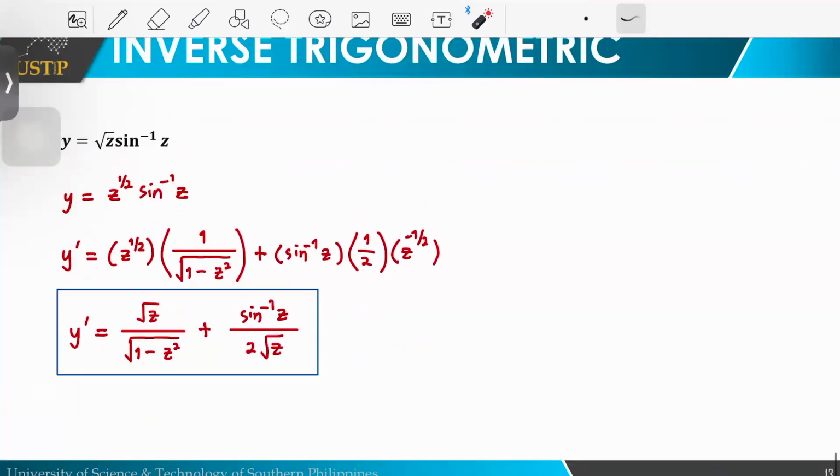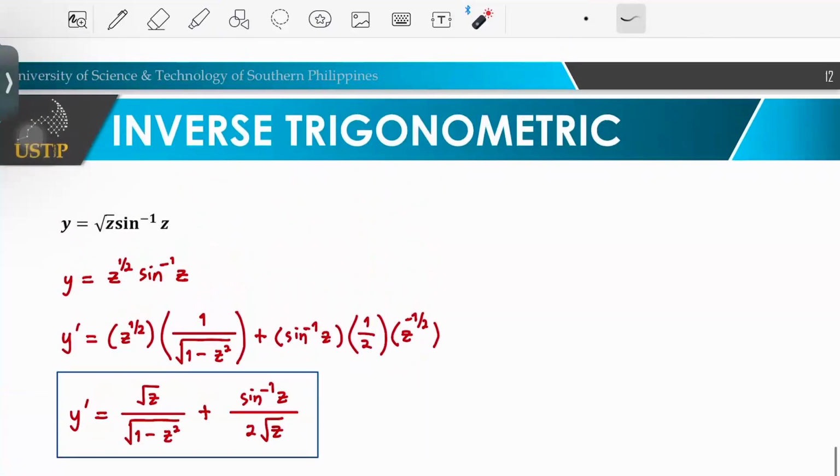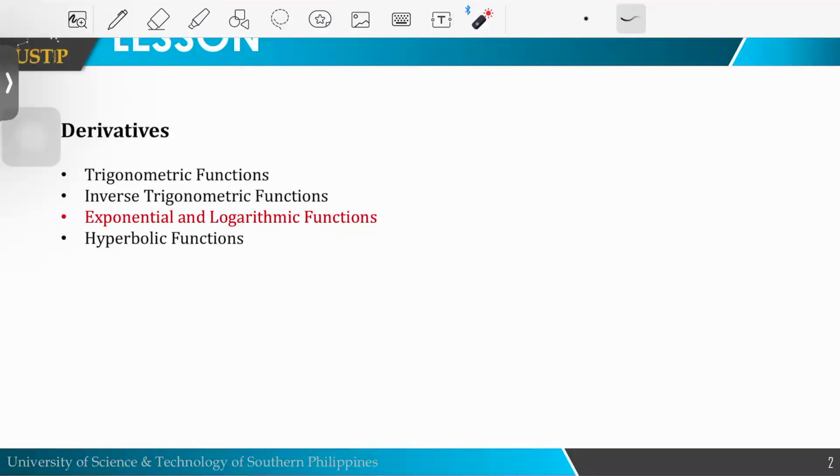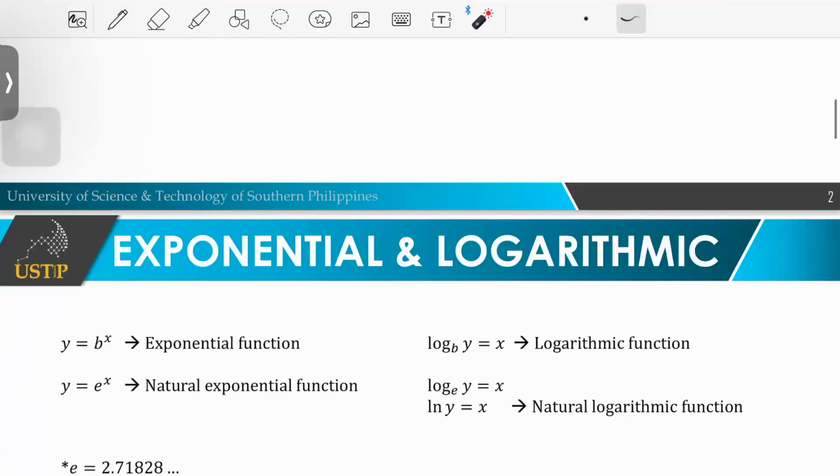Okay, so that would be all for derivatives of trigonometric and inverse trigonometric functions. Let's proceed to exponential and logarithmic functions. Okay, so for an exponential function, the exponent is not a number, class. The exponent is the variable itself. That is where you can say that your function is exponential.